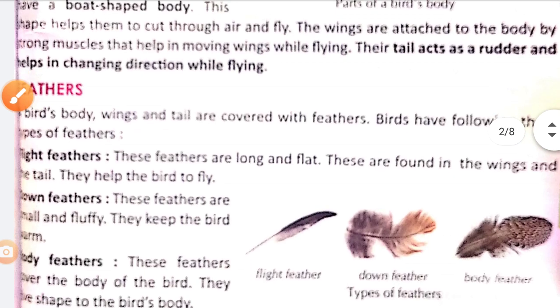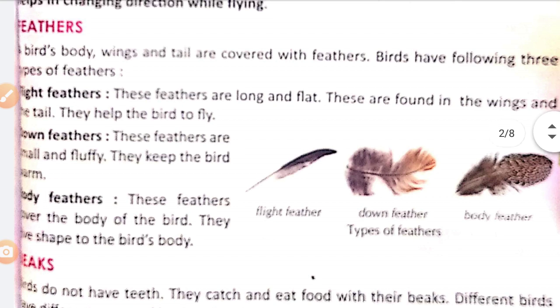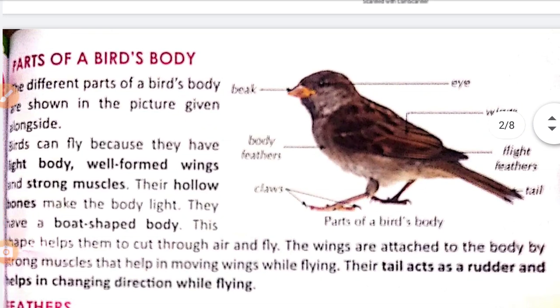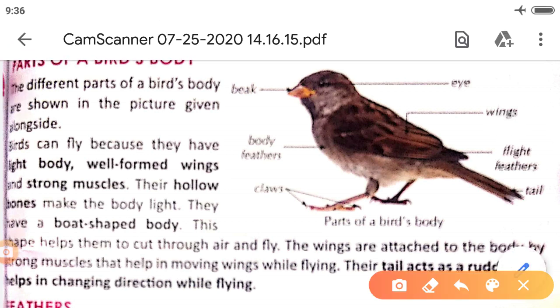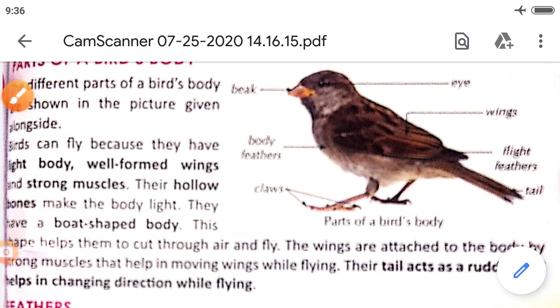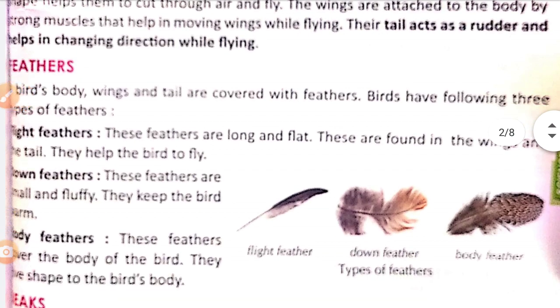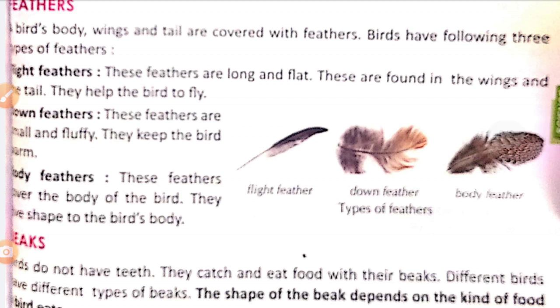Next we have to see about the feathers. A bird's body, wings and tail are covered with feathers. If you can observe, you can see all the body of this bird is covered with feathers. All the feathers are present here on the body. So birds have the following 3 types of feathers. ये feathers भी अलग अलग 3 types के होते हैं. कौन से type है वो हमें देखना है.